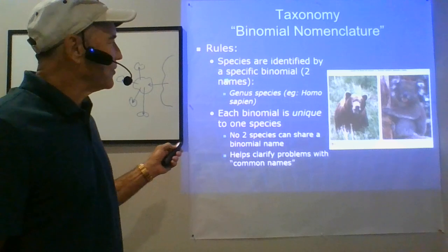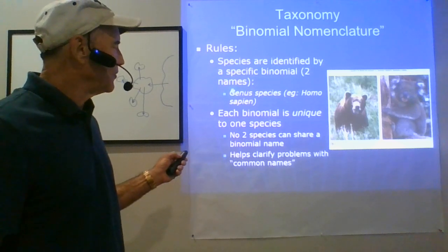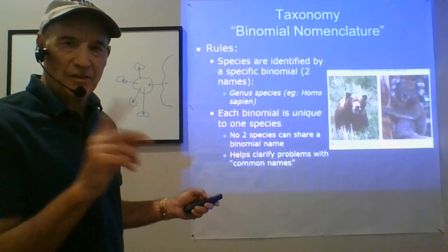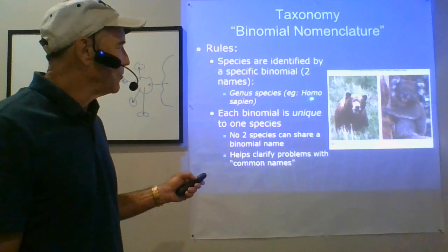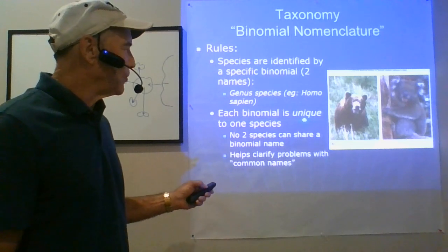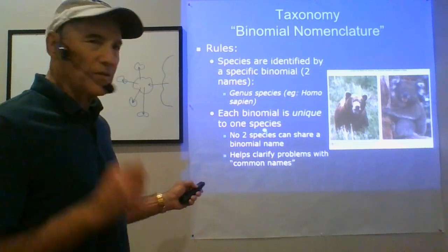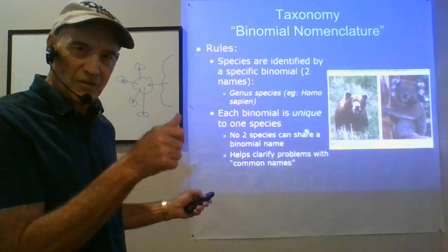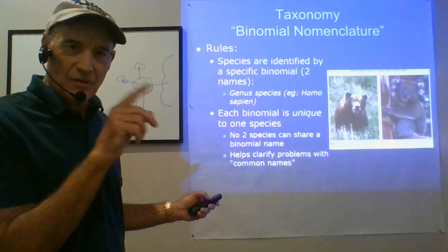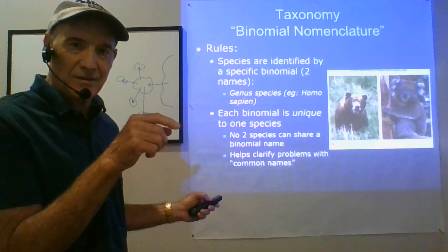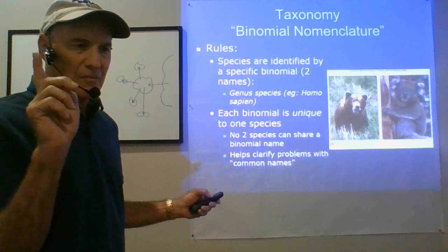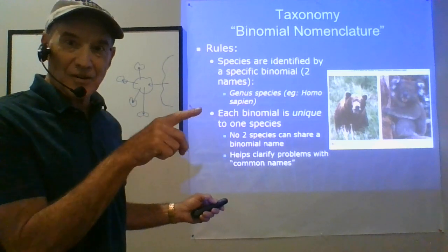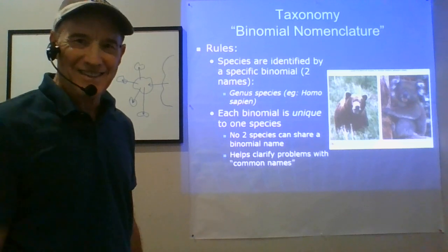Species are identified by a specific binomial name, two names, genus and species, like your first name and your second name. Your first name isn't as specific as your second name is. We are Homo sapiens. Each binomial name is unique to one species. Each species has one binomial name. So they might have the same first name. Two cats may have the same first name, feline, but they will have a specific second name, like first name Professor, second name Stolberg, more specific.